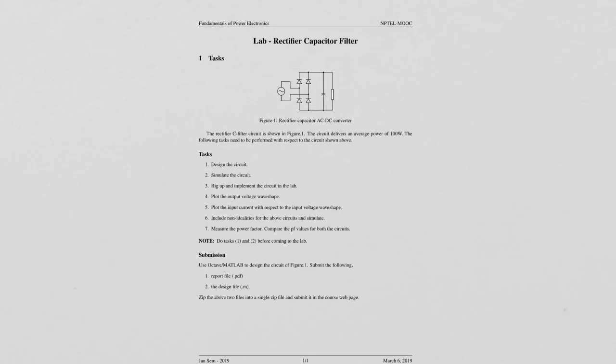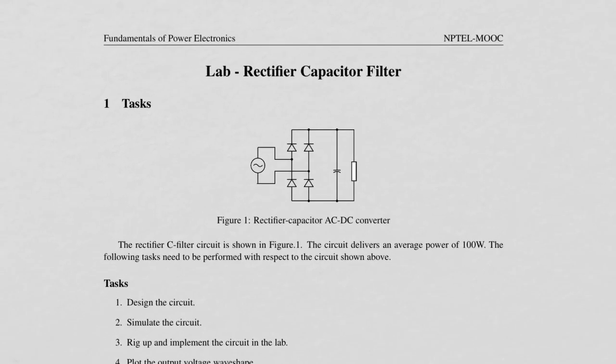A lab on rectifier capacitor filter will have the following typical tasks. This is the core circuit. This is the diode bridge rectifier capacitor filter. You could design for a typical specification, something like this, 100 watts. And there is a list of tasks here.